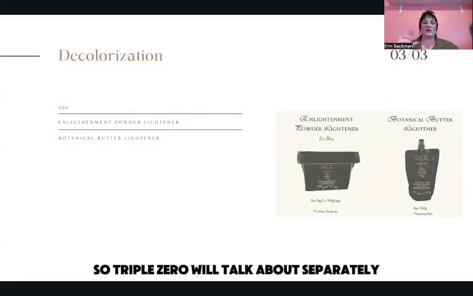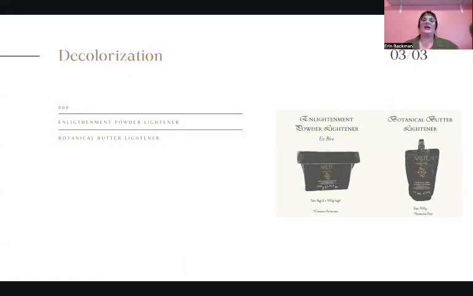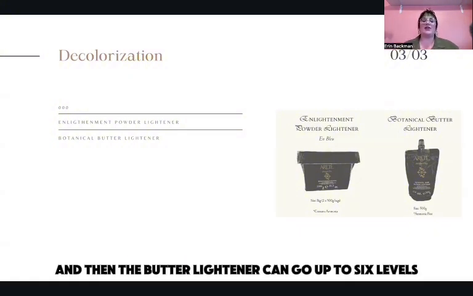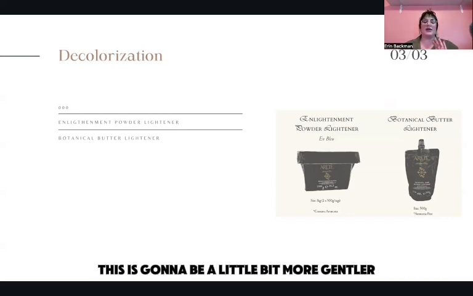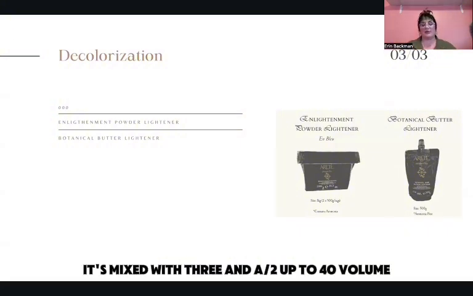So 000 we'll talk about separately, but the enlightenment powder lightener can go up to 9 levels. It's mixed 1 to 2 with the activators, 3.5 to 40. And then the butter lightener can go up to 6 levels. This is going to be a little bit gentler, a little bit thicker, more creamy, and no ammonia. And again, it's mixed with 3.5 up to 40 volume.